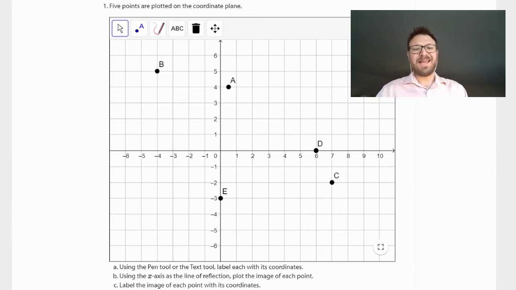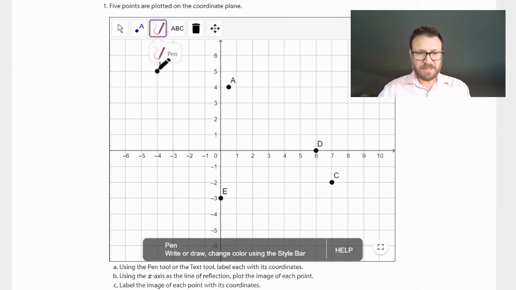And we're going to be reflecting those on a coordinate plane. It says to use the pen tool to label the coordinates. Here's the pen tool. Let's just label B first. Let's just start with B, all right?